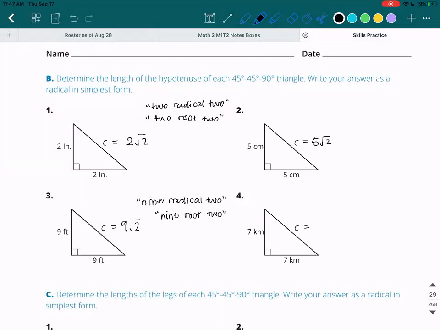Yes. Okay, so I was saying for number 4, now that you know how to say it, we know our leg is 7, so our hypotenuse is what? 7 radical 2. Perfect, 7 radical 2. Good job. Wasn't that one great? That was so simple. You literally just write the same number, radical 2. Any questions on that one? Alrighty, let's move to the next section.